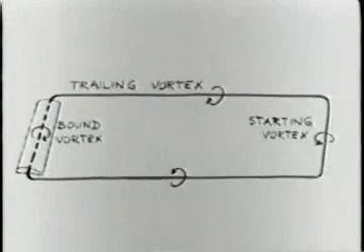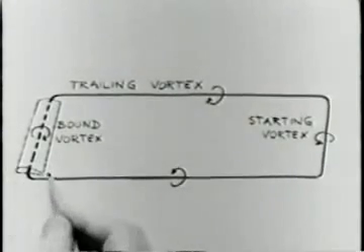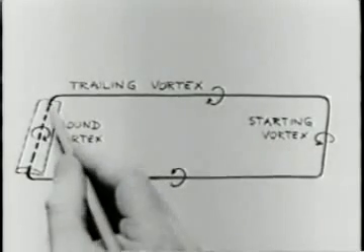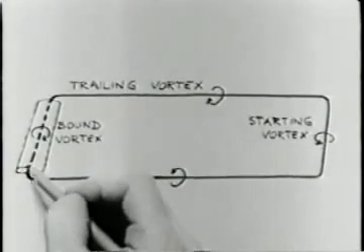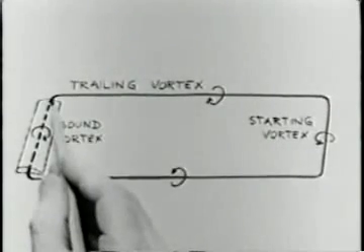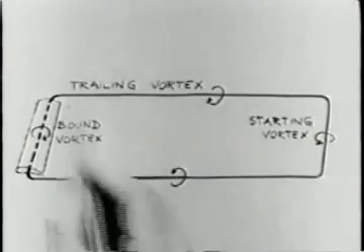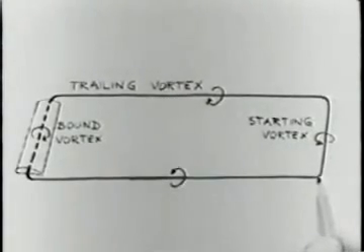This sketch shows the vortex system for a wing of finite span. The circulation that is required for producing lift is created by a vortex bound in the wing. But this bound vortex cannot simply end at the wingtips. The vortex loop is closed by trailing vortices and a starting vortex which is left at the airport.